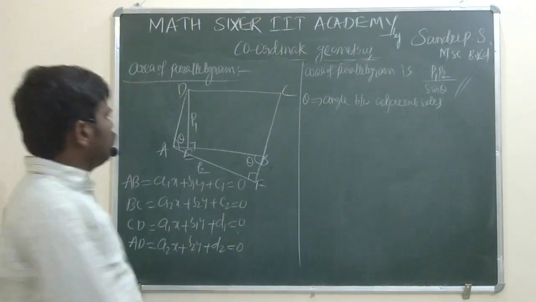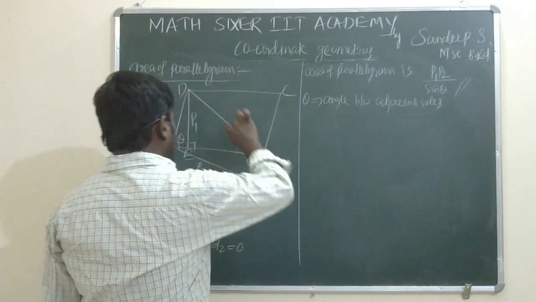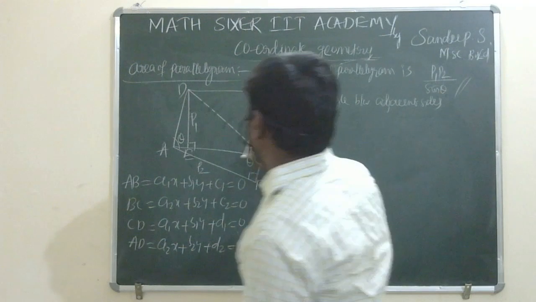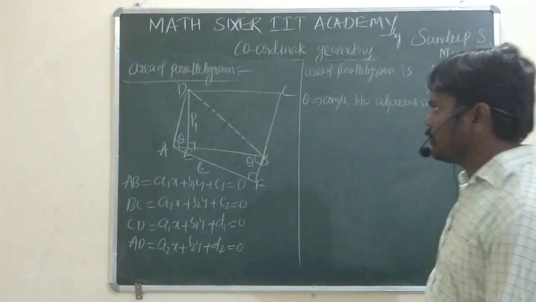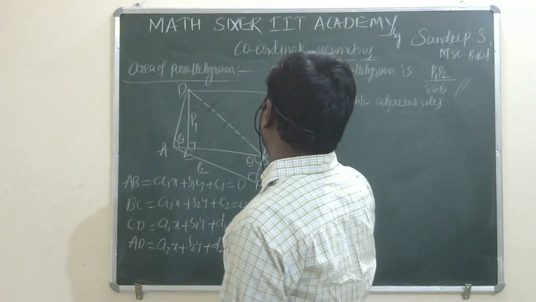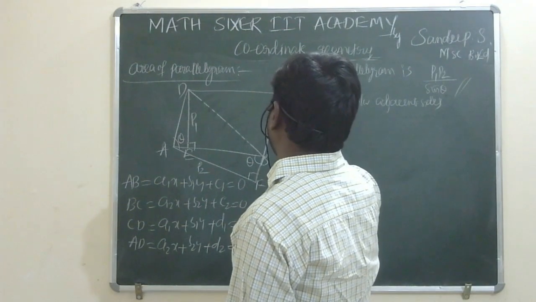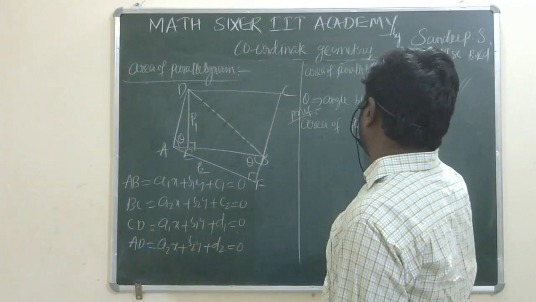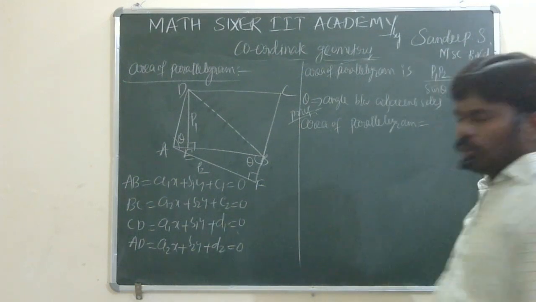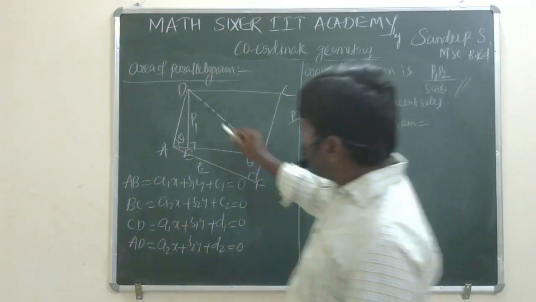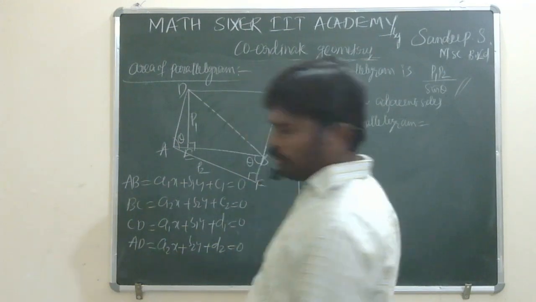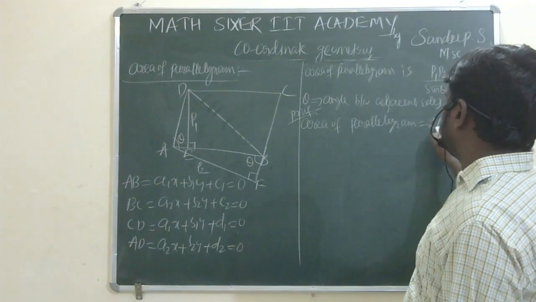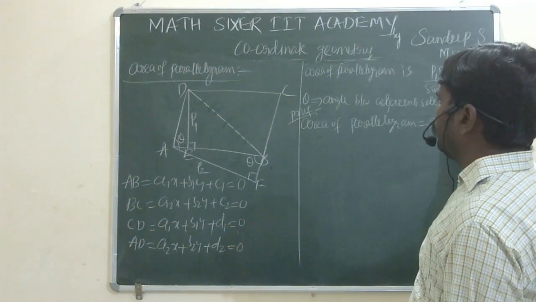Now simply join BD to find the area of the parallelogram. If you join BD with a dotted line, then you will understand. Now, in this proof we are finding the area of the parallelogram. Here we have joined B and D, so BD is a diagonal. So the area of the parallelogram is nothing but 2 times the area of triangle ABD.